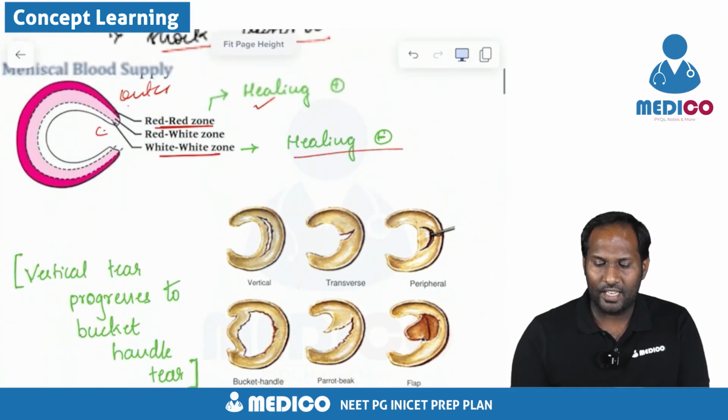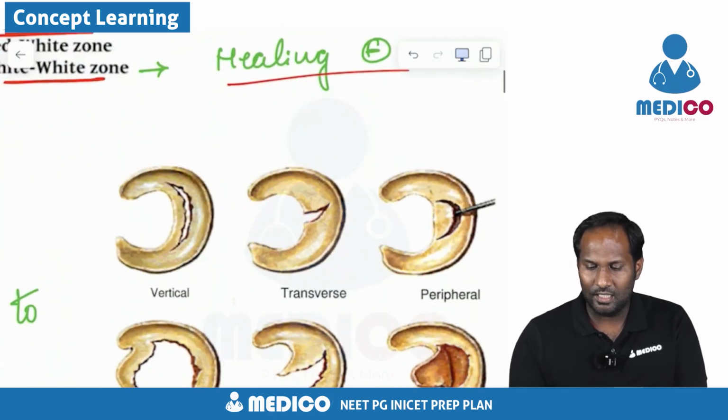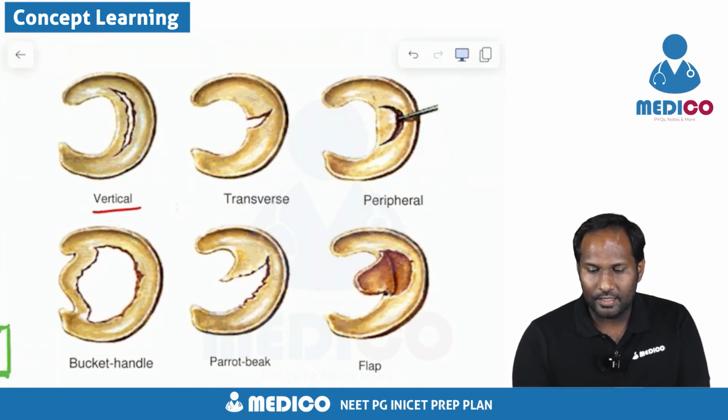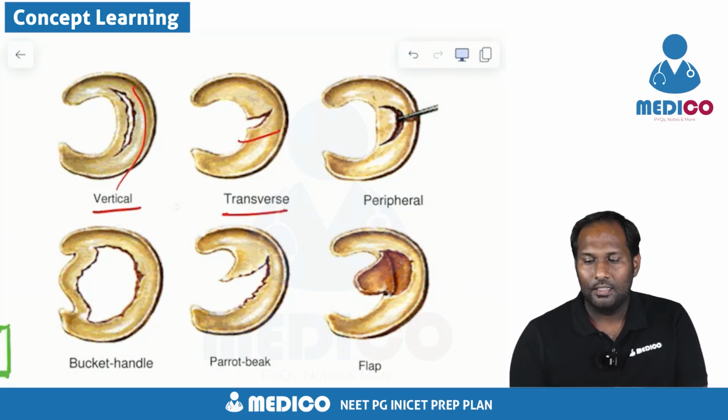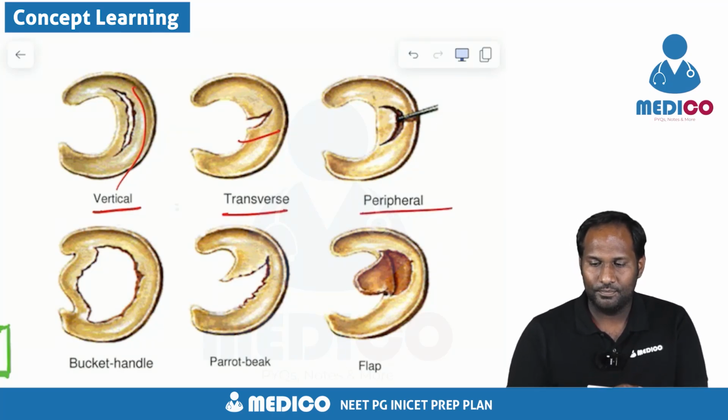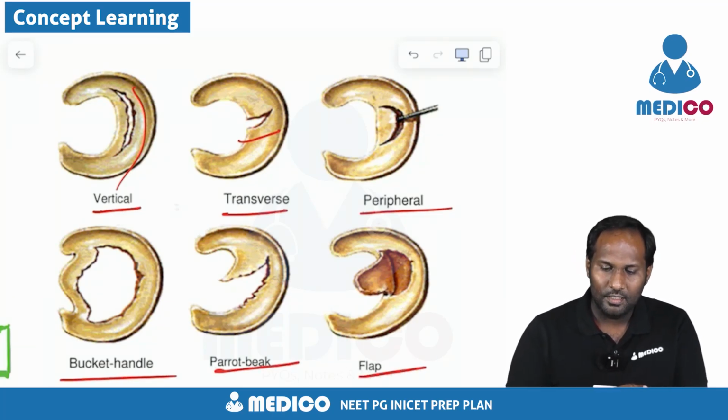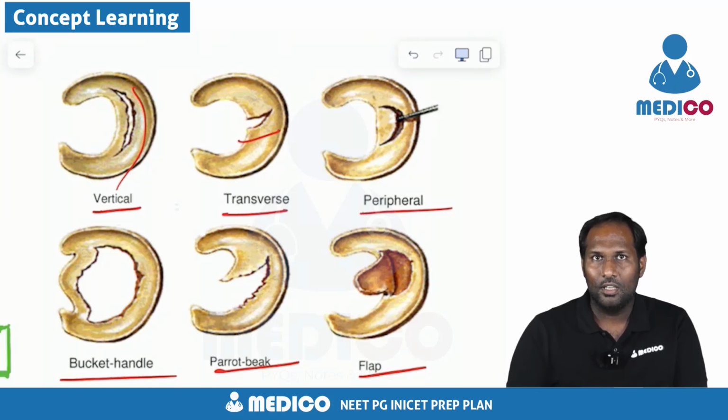Important types of tears of the meniscus are vertical tear, transverse, and peripheral. When the peripheral tear extends, you get bucket handle, parrot beak and flap tears. These are the types of meniscus injury.